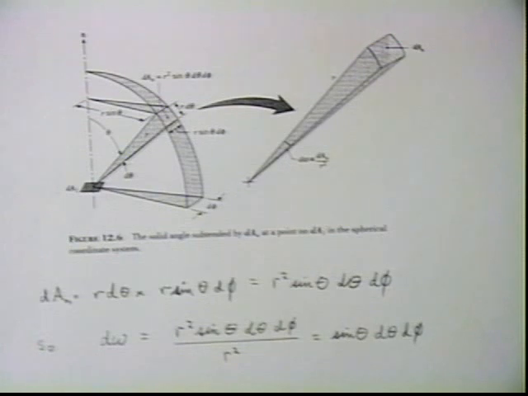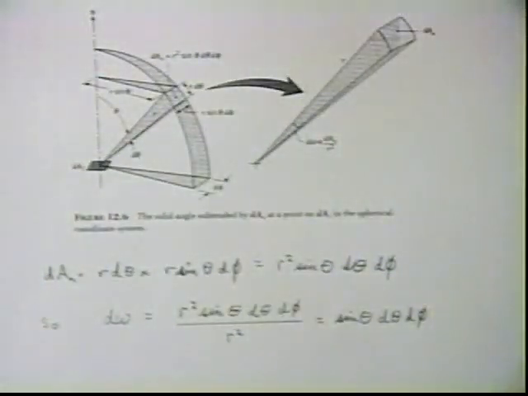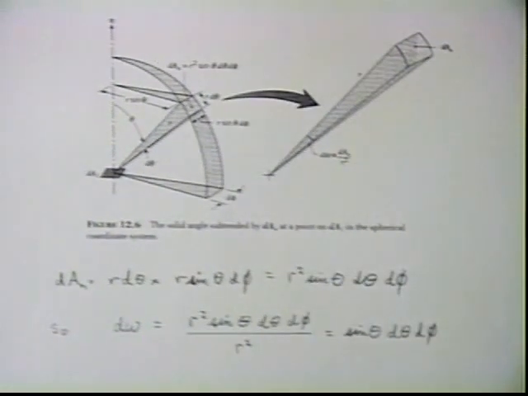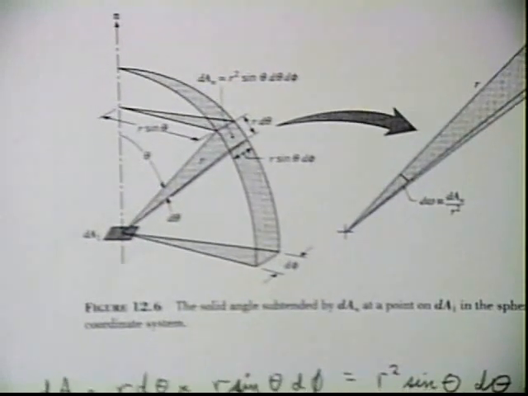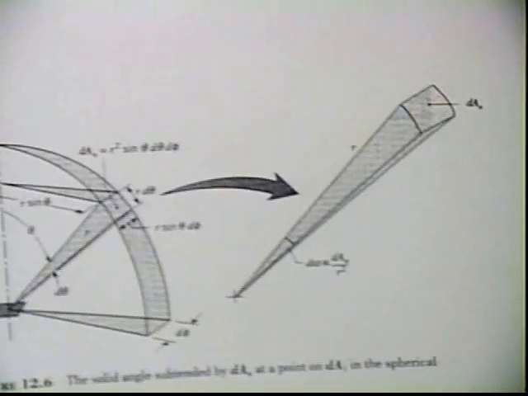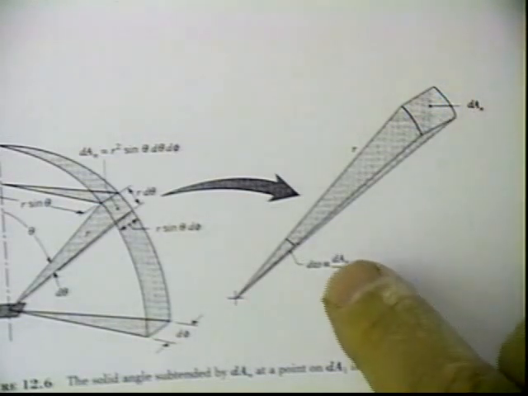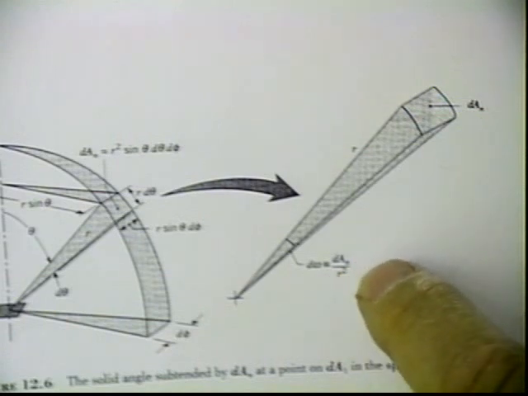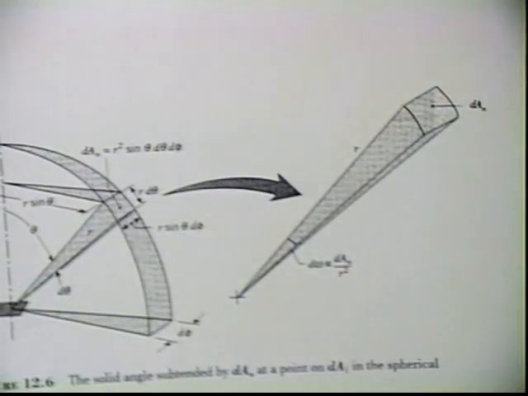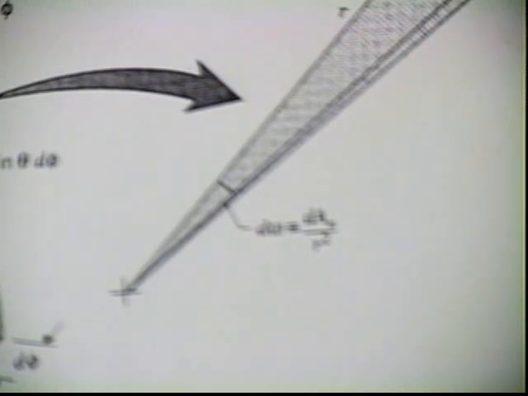Over here you can see our differential element. Let me zoom in on that a little bit. Okay, you can see our differential element right here. Let's look over on this one. Here's our differential solid angle. We have dAn out here at the end. Our differential solid angle, remember, is defined by dAn divided by r squared. That's a little hard to see. Let me zoom a little more.